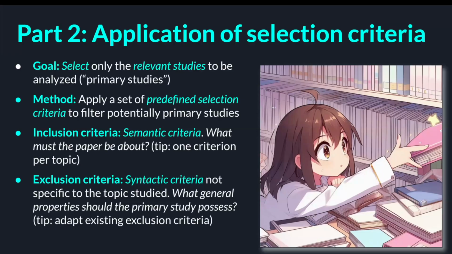And how do you do this? Quite trivially, you use a set of selection criteria, we call them. We'll have the inclusion criteria, which usually are the semantic ones. It should be a paper about green and it should be a paper about AI. And then the exclusion criteria, which are the more trivial ones, like I need access to the paper, or the paper needs to be in English because I only understand English and Italian and German. And as a tip here, adapt existing exclusion criteria. We'll see this just shortly.